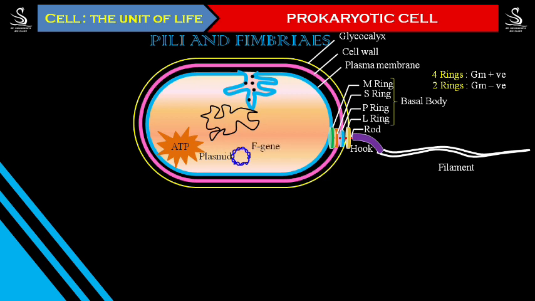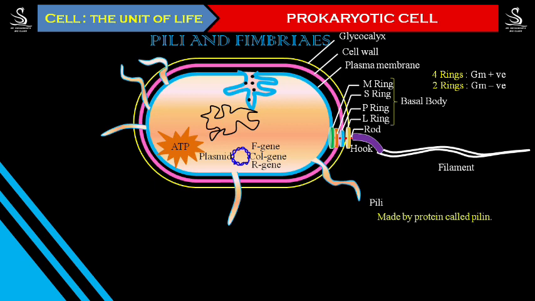These plasmids have three genes: the F gene, the col gene, and the R gene. The F gene stands for fertility gene. This gene is responsible for making some surface outgrowths. They are called pili, and these are also called sex pili. These are made up of a special protein called pilin, and it helps in forming a cytoplasmic bridge between the two bacteria, and it also helps in conjugation.